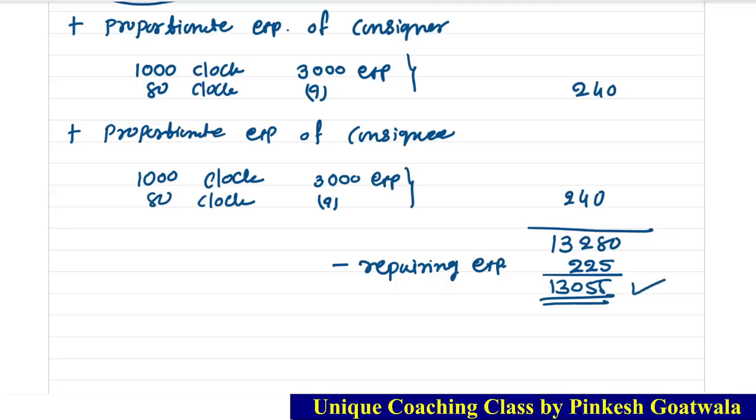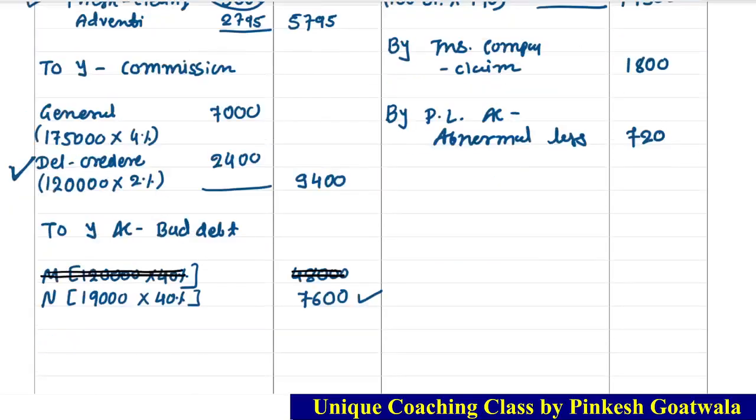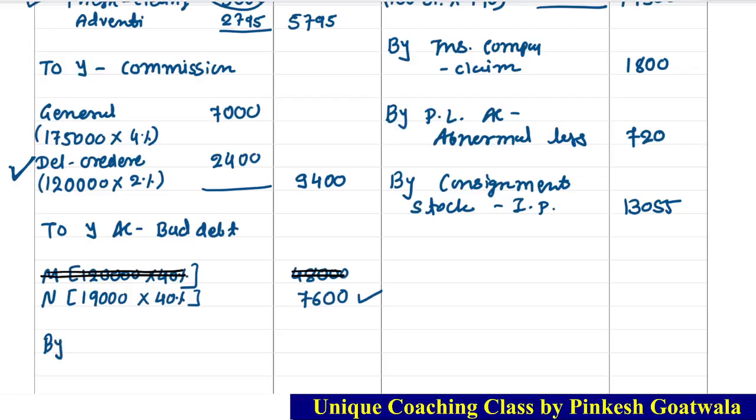So now actually we have a value of stock 13,055. So the stock will become credit side here, consignment stock 13,055, and it is a invoice price, so on this side we have to write the difference.